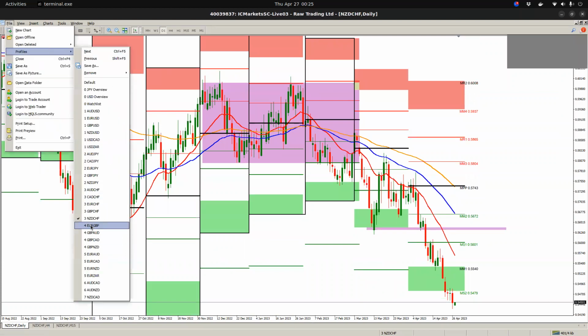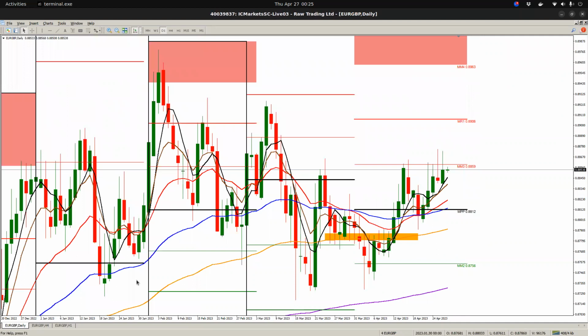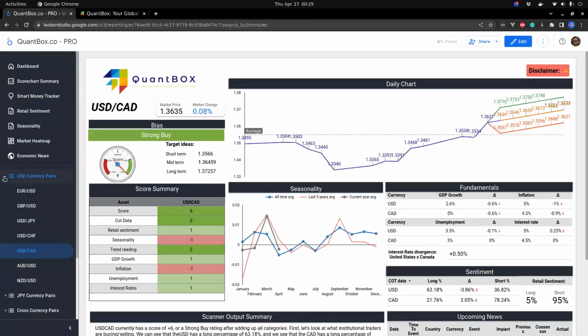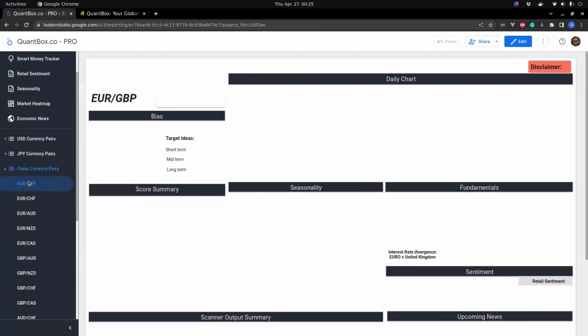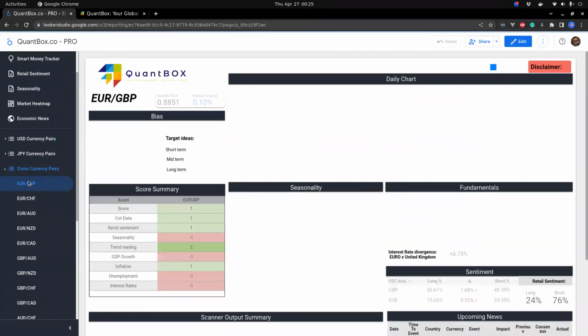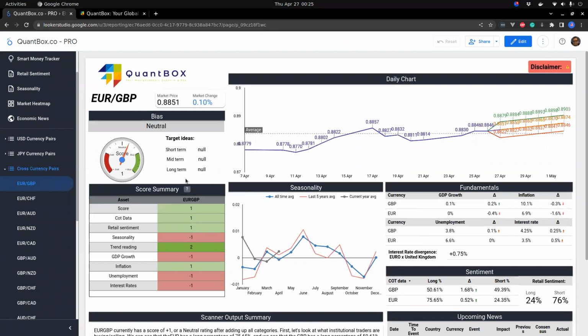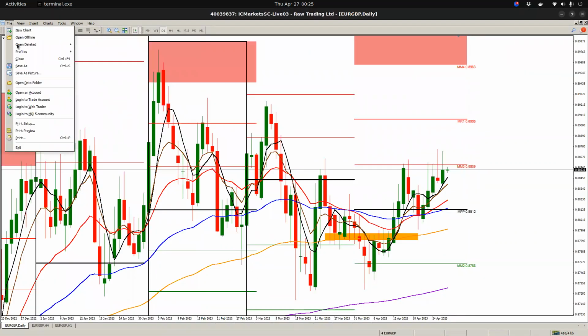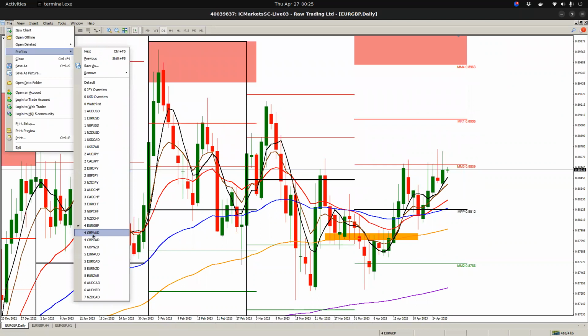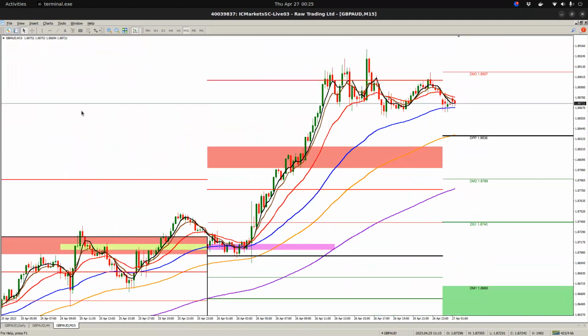We look at Euro Pound. Euro Pound still stuck in the middle of the way. Euro Pound coming through, the bias of, let's take a look at our crosses, Euro Pound. Euro Pound coming through the bias of neutral, and it's pretty neutral. So we'll leave that one alone. Okay. Pound Aussie, all the way up there.